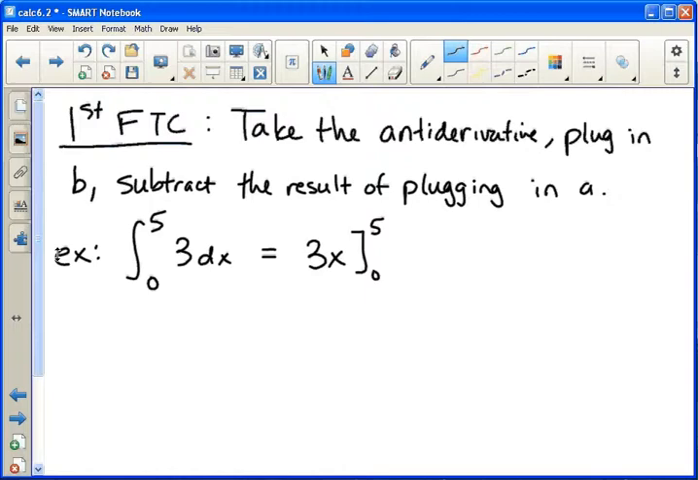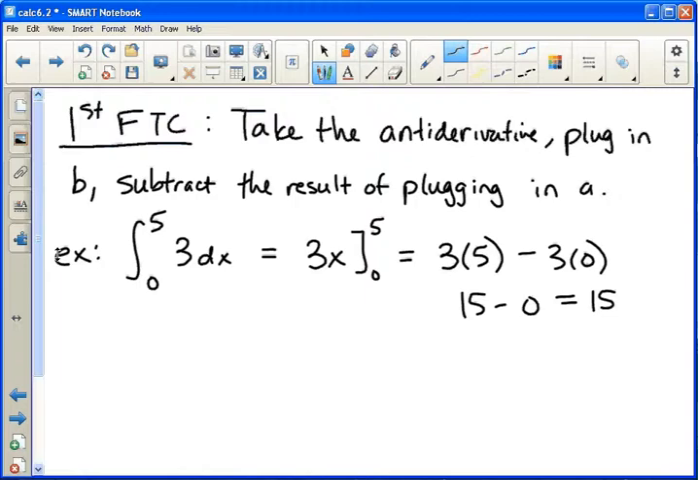So then you plug in the top number, 3 times 5, minus plug in the bottom number, 3 times 0. And that gives you 15 minus 0, which is 15. So that is the exact area under that curve. Not just an approximation like we had with Riemann sums, it's the exact area.